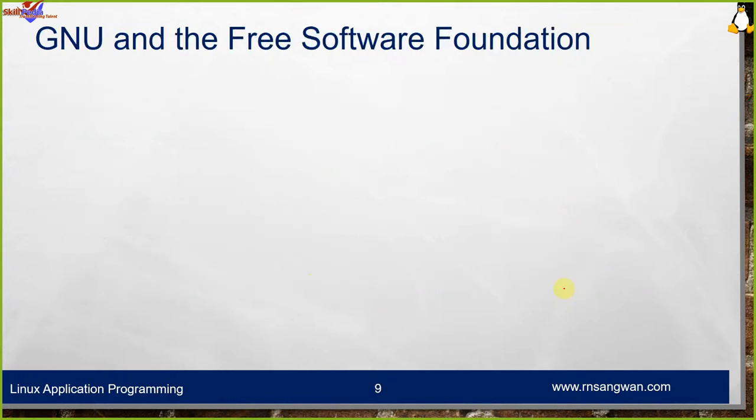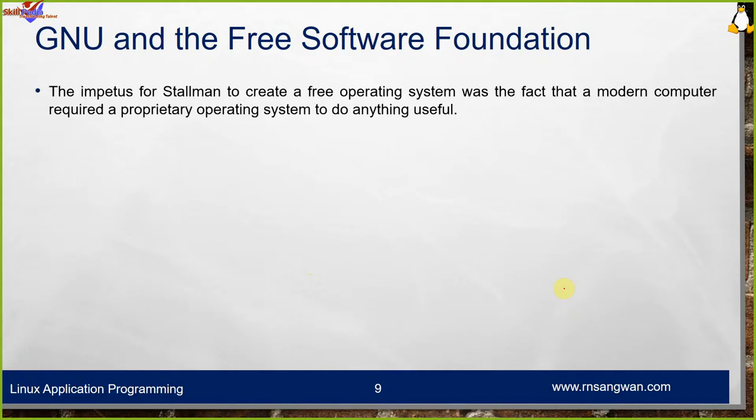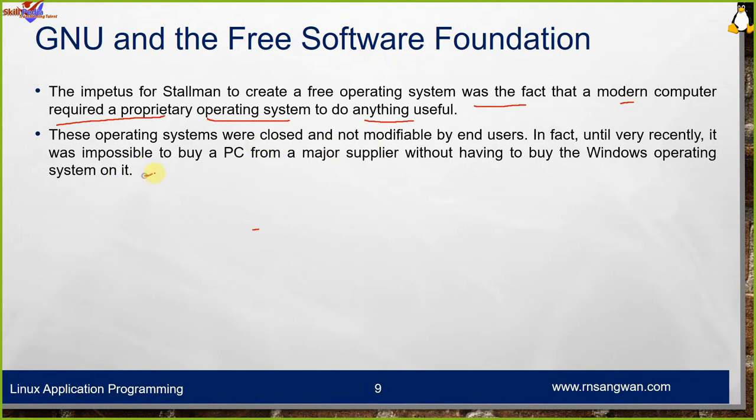GNU and the Free Software Foundation, again FSF. The impetus for Stallman to create a free operating system was the fact that modern computers required a proprietary operating system to do anything useful at the time. These operating systems were closed. Very important terms here: closed source software, open source software. Like a car with your bonnet sealed, you can drive it, but you cannot see what is happening inside it. You cannot open the bonnet, you cannot see the engine. Microsoft is closed source software. You cannot see the source code, but you can work with it.